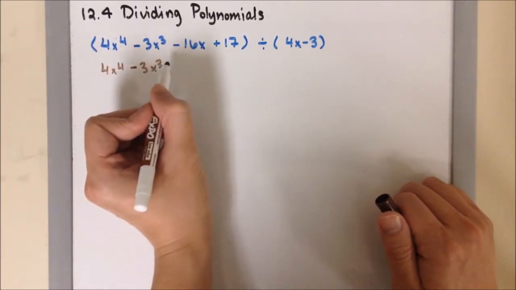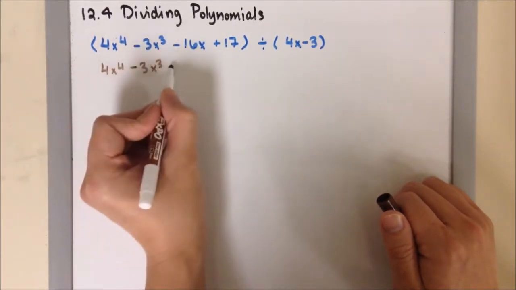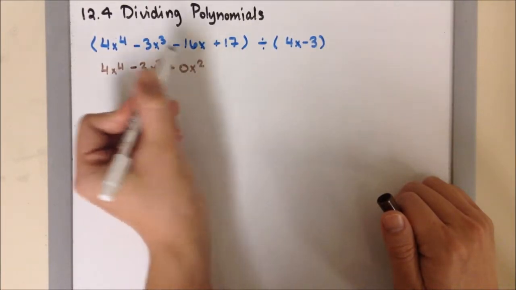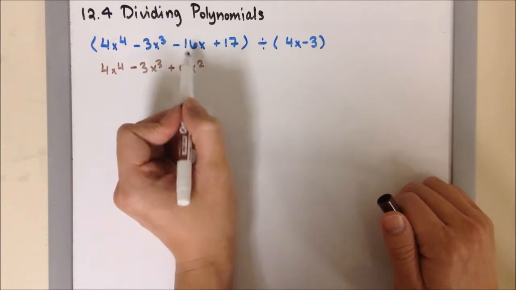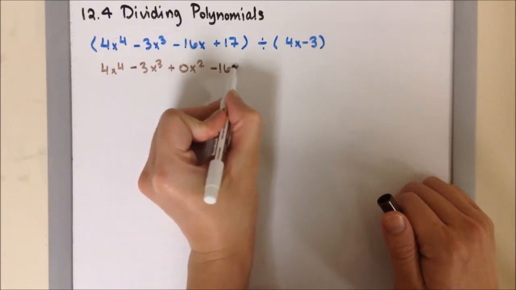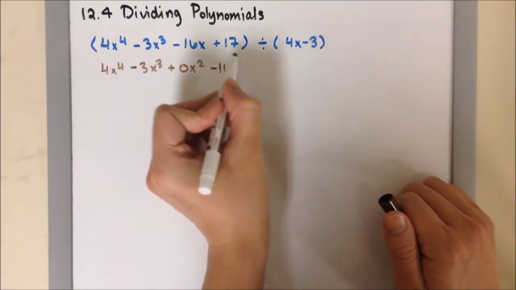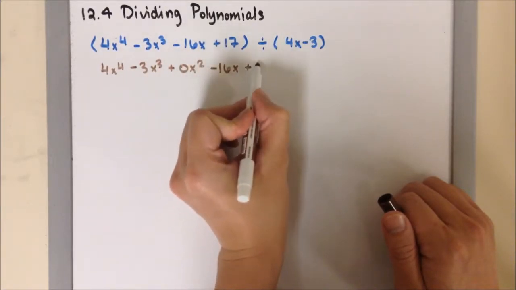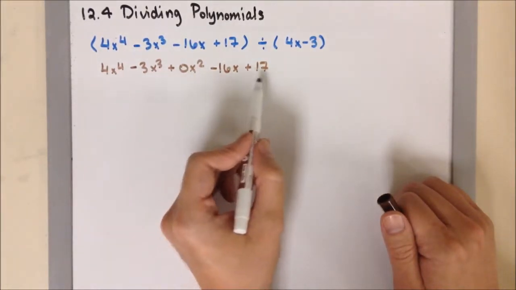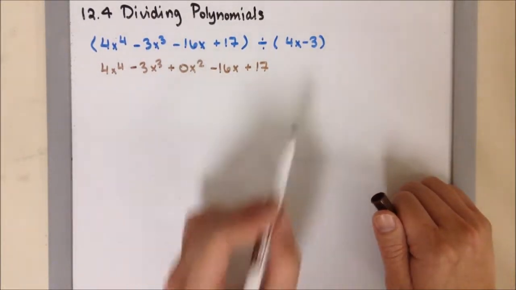After that, we should have x to the 2nd, which we don't have, so I'm just going to put plus 0x to the 2nd. After that, we should just have x. In this case, we do, so that's good. And then after that, it should be a constant number, so we have that plus 17. So here's the full polynomial with all its terms.